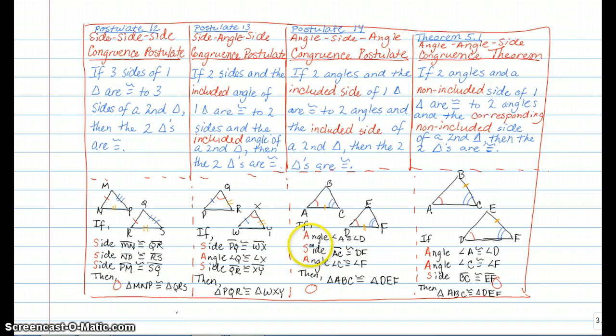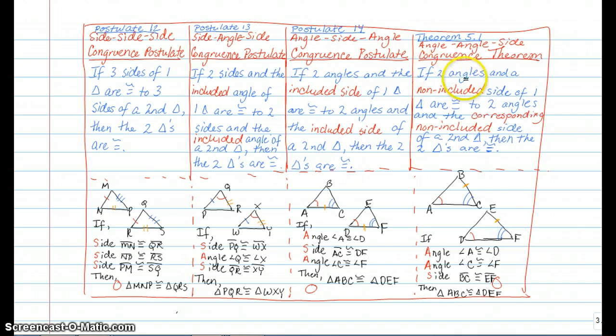So you have an angle side angle congruence postulate at work. Then, if that's true, you can say that triangle ABC is congruent to triangle DEF. The final one on the notes, it's not the final way to determine congruence, but the final one on this set of notes, this is 4 of the 5, is theorem 5.1, and it is the angle angle side congruence theorem.